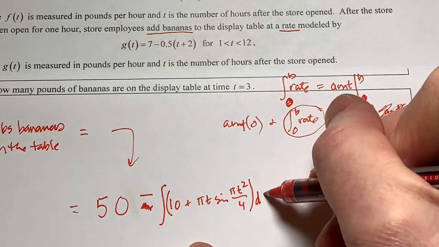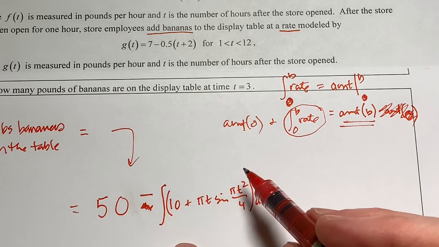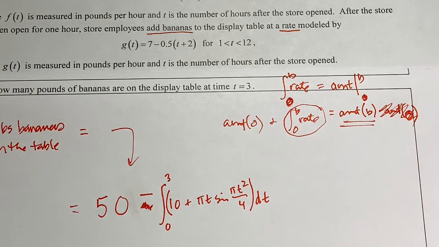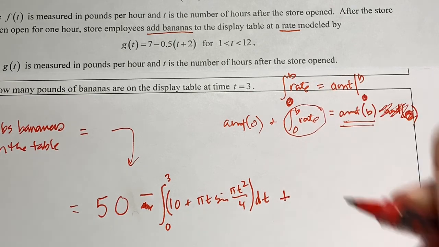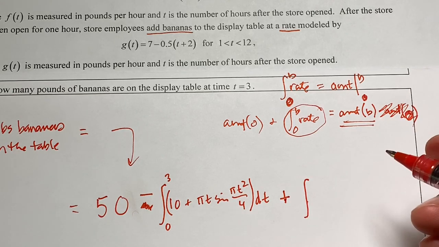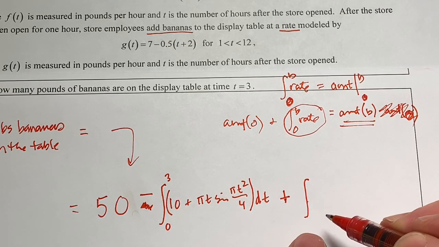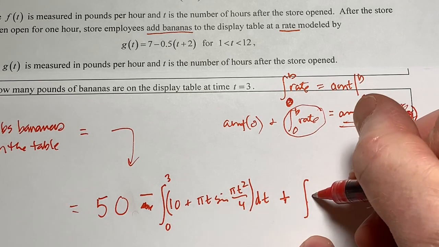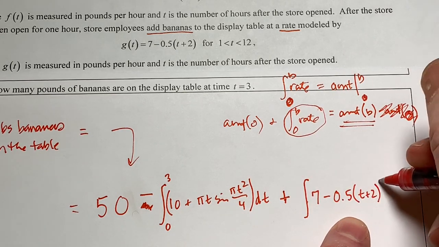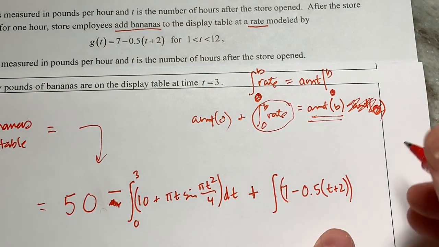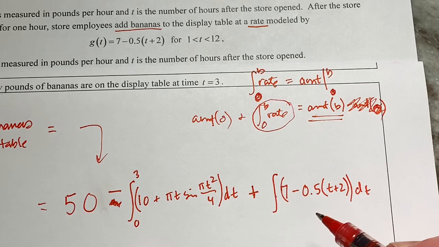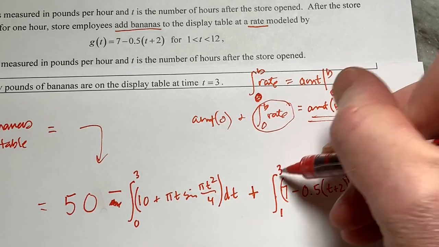And I've actually already done this integral. I was doing it, I believe, from 0 to 2. We're going to be doing it from 0 to 3, but I can still use the integration that I've already done. And then I'm going to add back how many were added, with the g function. Now you've got to be careful on the amount added back, because this function is good for time t from 1 to 12. So I'm not going to go from 0 to 3, because nothing was added back from 0 to 1. I'm going to go from 1 to 3.